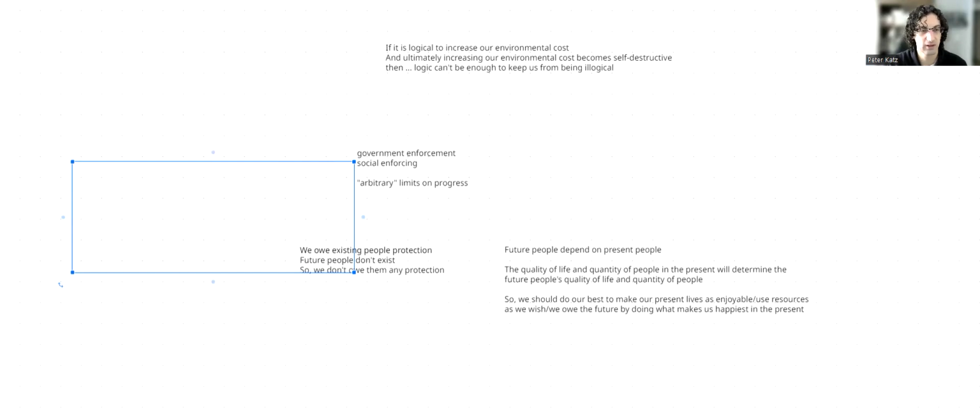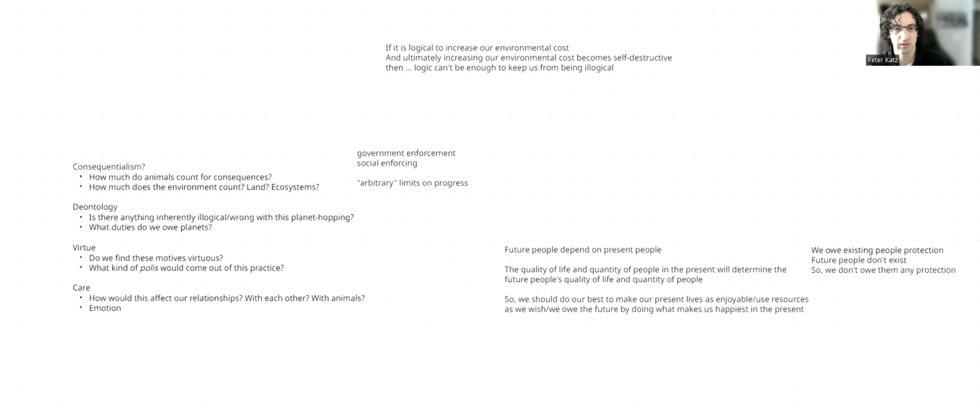And then ethics of care is trickier for this one, but think about how this would affect our relationships. Each other, animals. And keep in mind that emotion is really important for care ethics. That's right here.